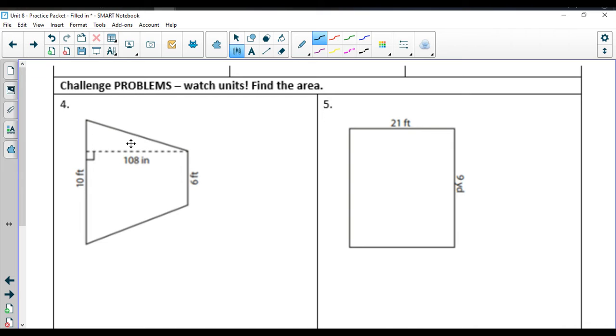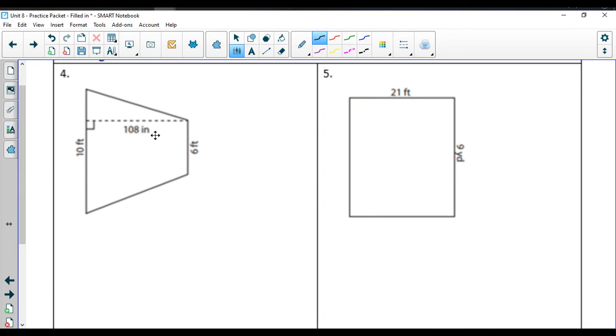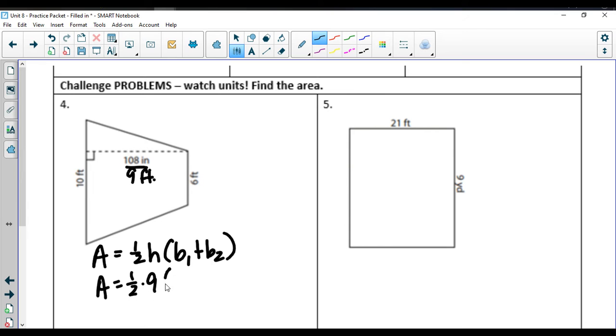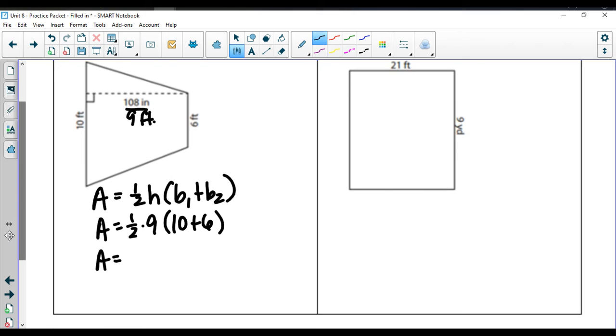For number 4, down here at the bottom, these are challenge problems, watching your units. So I do notice that this is 108 inches. The other ones all say feet. So I'm going to go ahead and divide by 12 here, which gives me that this height is 9 feet. This is a trapezoid, so I have area equals 1/2 times the height times base 1 plus base 2. So 1/2 times 9, and then in parentheses, 10 plus 6 is what I'm going to have here. So 1/2 times 9 times 16, because I'm adding those first, I get 72 feet squared.